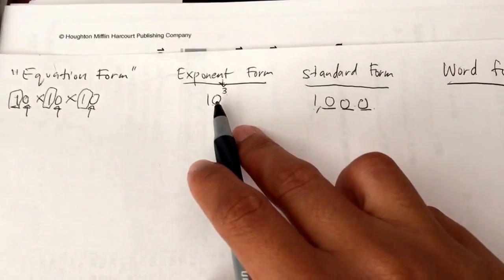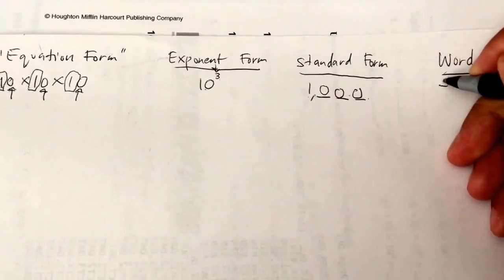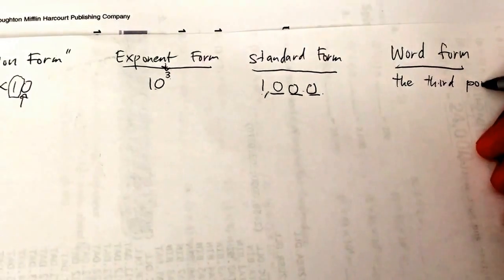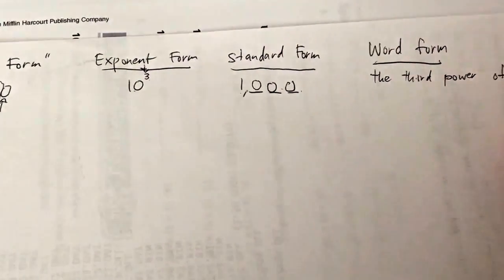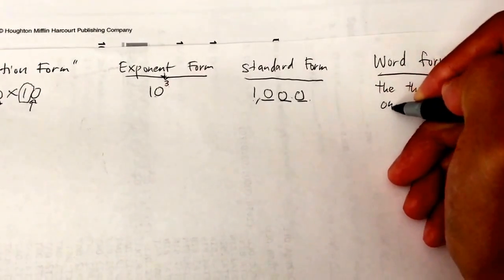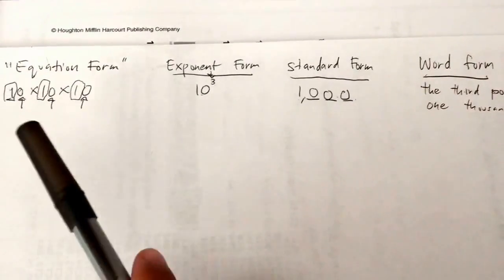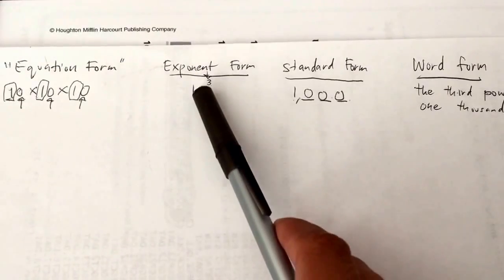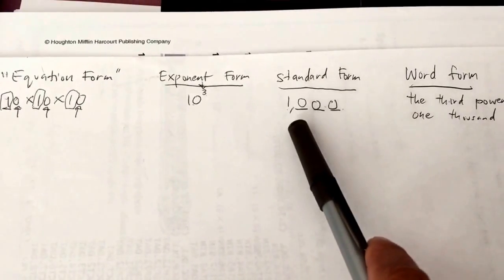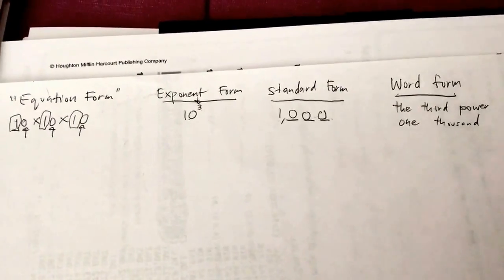I can say the third power of 10 as my word form. But I could also say 1,000. And I would like you to put both answers for word form. 10 times 10 times 10 is equivalent to 10 to the third power, or the third power of 10. It's also equivalent to 1,000. The third power of 10, or 1,000. These are all the same number.